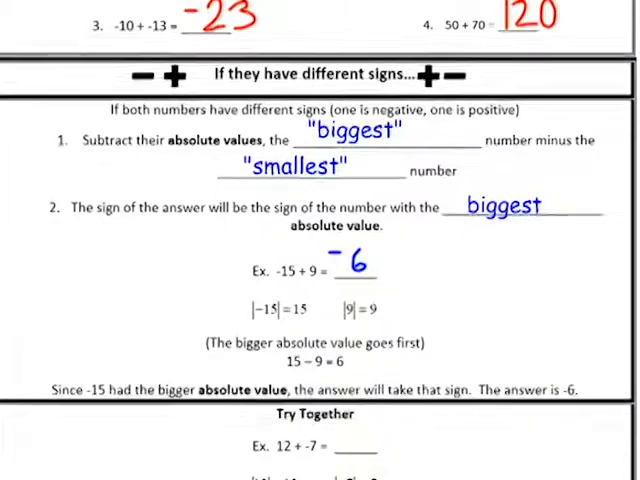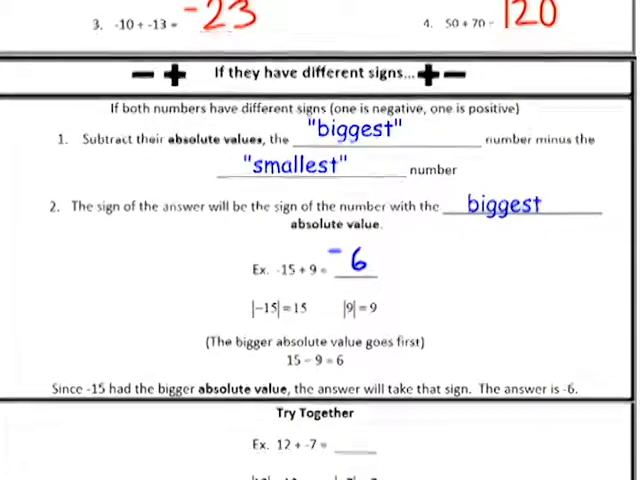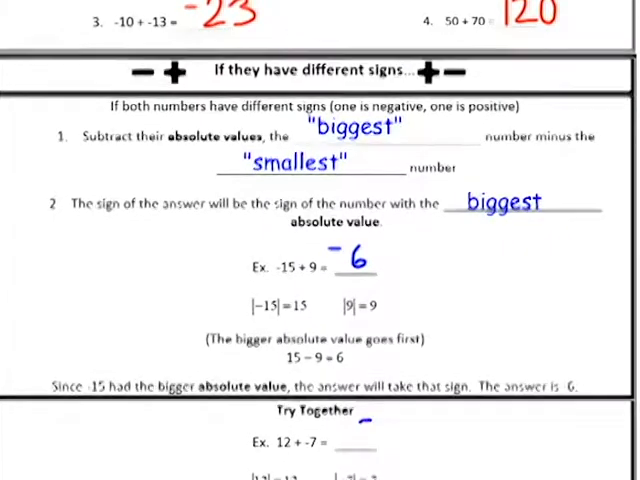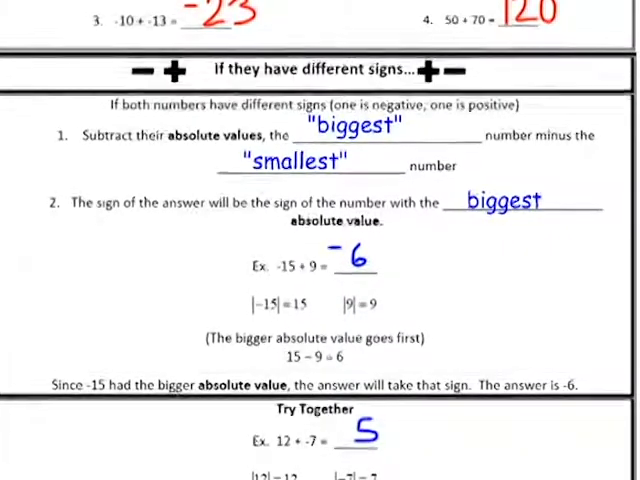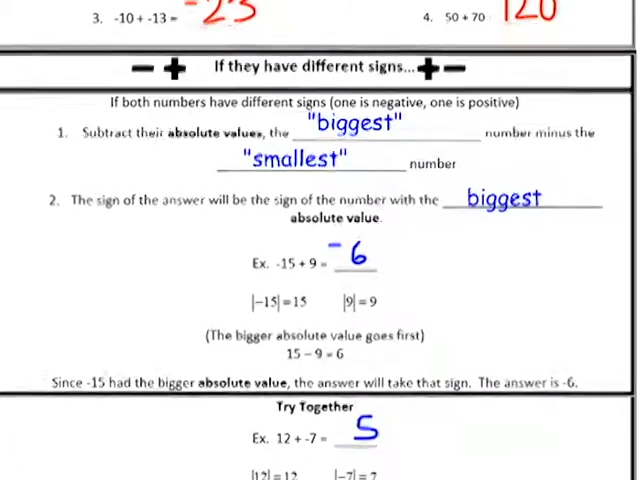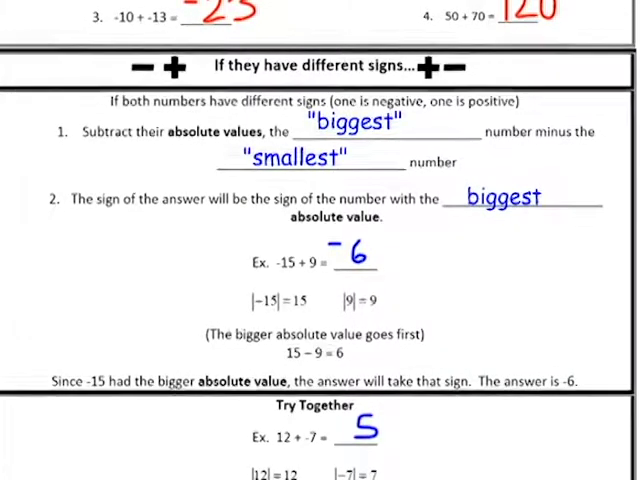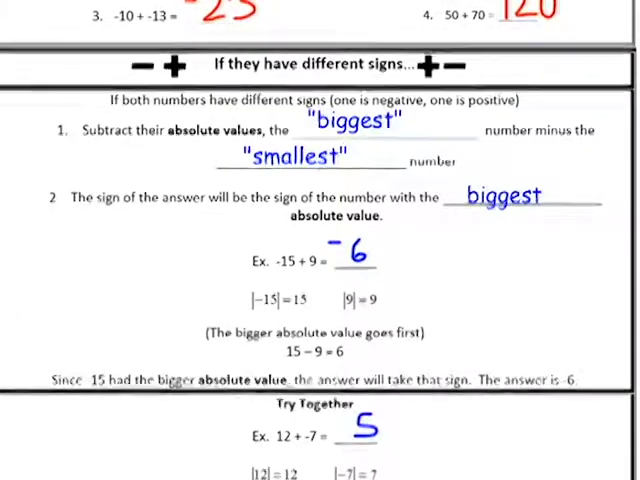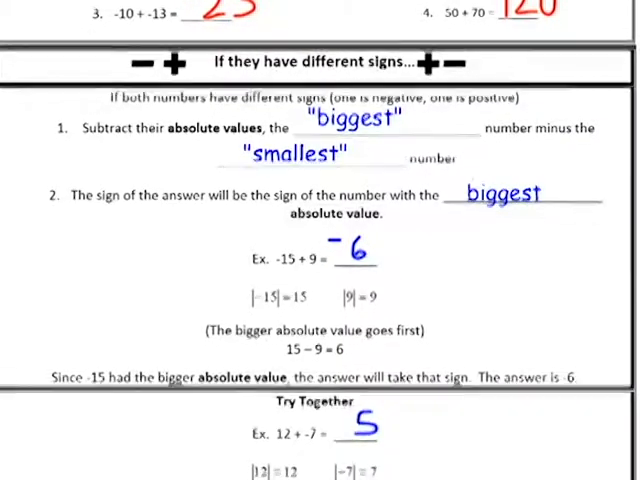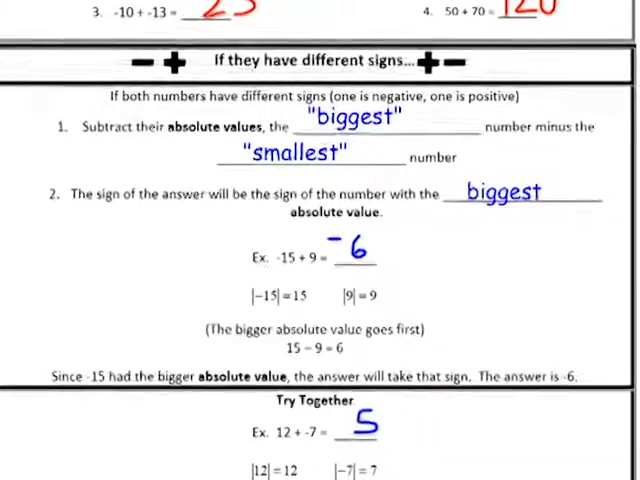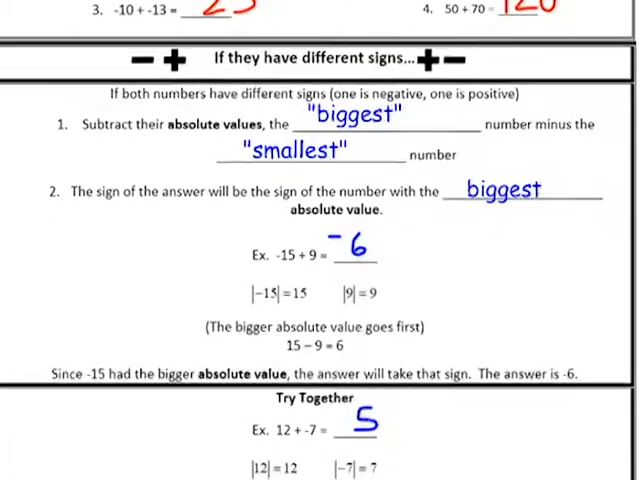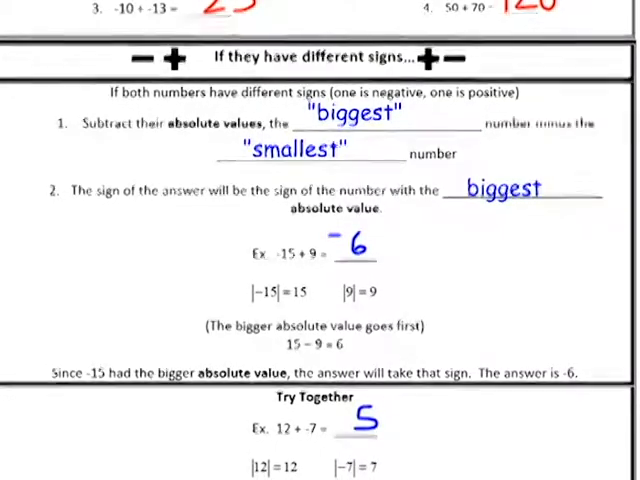12 plus negative 7. Take their absolute values, and subtract the bigger absolute value minus the smaller. 12 minus 7, so the digit is 5. We have to give it a sign to give it a value. The bigger absolute value was 12. 12 was positive, so my answer is positive. Adding and subtracting negatives, not easy, despite it seeming very easy. On your own, try 1, 2, 3, and 4.